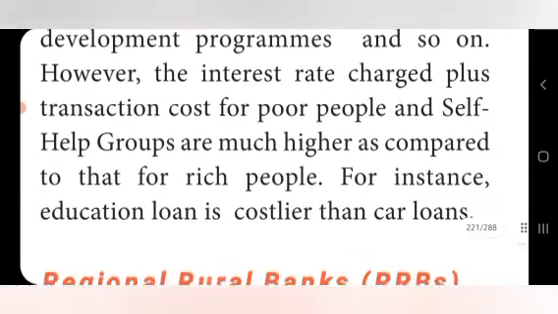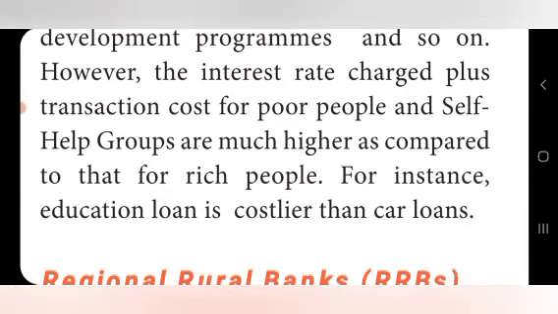Okay. However, the interest rate charged plus transaction cost for poor people and self-help groups are much higher as compared to that for rich people. For instance, education loan is costlier than car loan. Okay. So like that, the self-help group is also giving a lower rate of interest than the government bank.